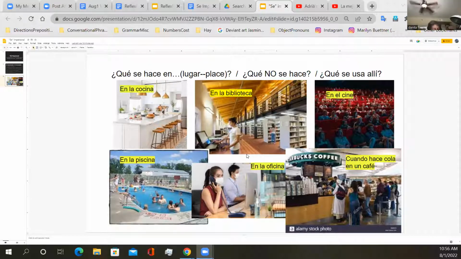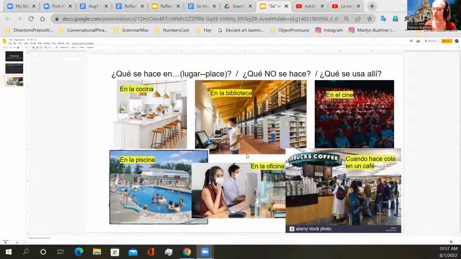Se mastica chicle en el cine. Sí, sí. Se come, one eats, and you might mention what they eat. Okay. Bueno, en la piscina, and this is a busy pool.